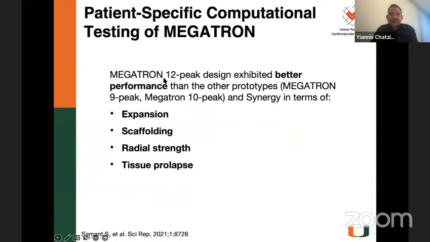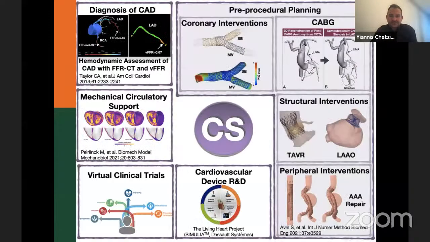And we found that of those designs, the 12-peak design, which is now actually the commercially available design, performed better in terms of expansion, scaffolding, radial strength, and tissue prolapse compared to the 9-peak device, the 10-peak design, and of course, to Synergy. Very important example of how we can partner with industry and help industry advance the device R&D.